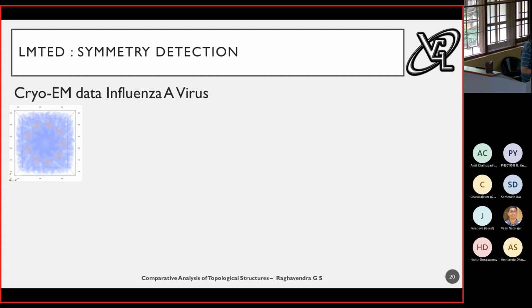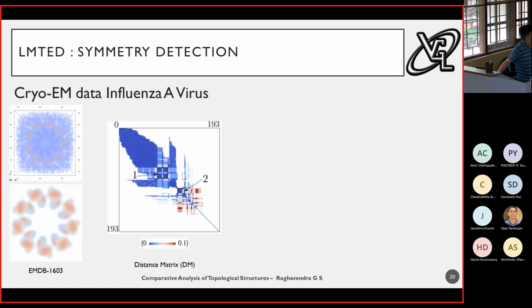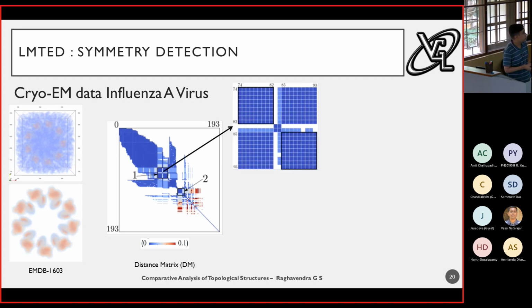From the local merge tree distance, we can do symmetry detection. Here the data is influenza virus, which has been measured using cryo-EM microscopy, and the data consists of the electron density. What we do is we first construct the merge tree, and we compare the merge tree with itself, and we have some refinements. After the refinements, we can pick submatrices here, and we see that we have chosen some representative submatrices. We can see that these submatrices actually correspond to symmetric regions.